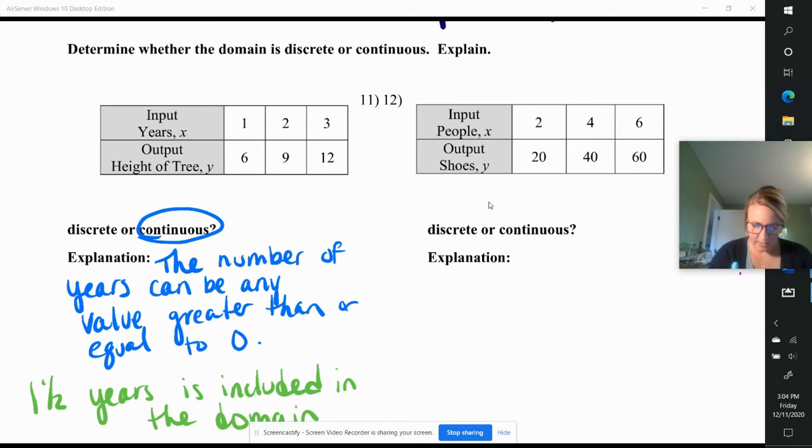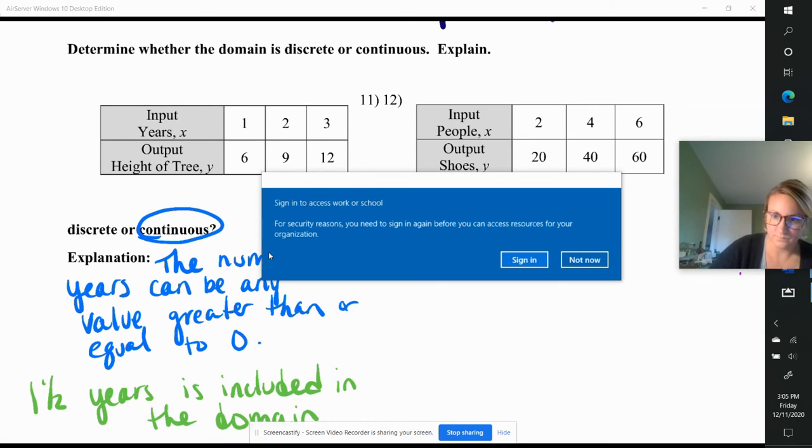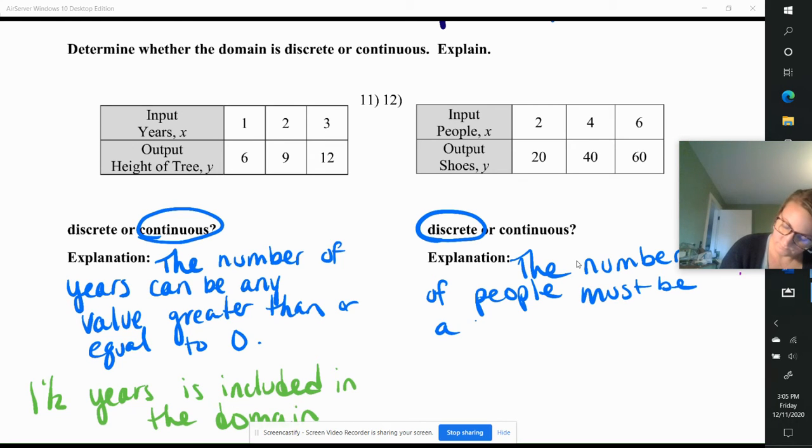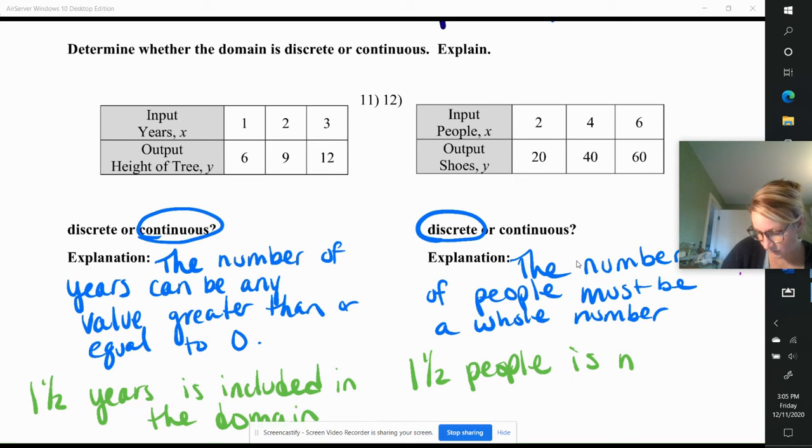For the second example, we have number of people and how many shoes we have. So number of people, we count those in whole numbers. So that's a discrete domain. Because the number of people must be a whole number. So for example, 1.5 people is not included in the domain.